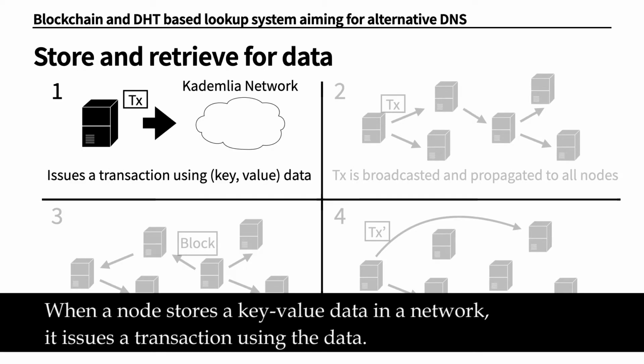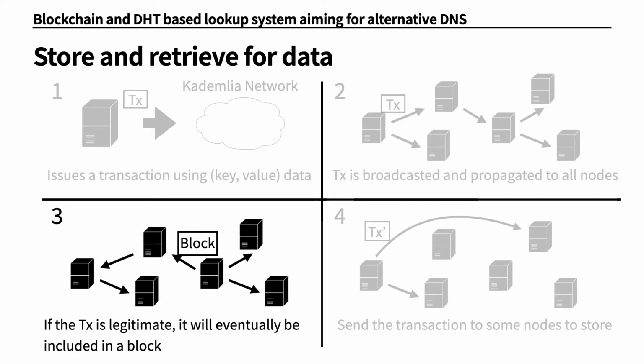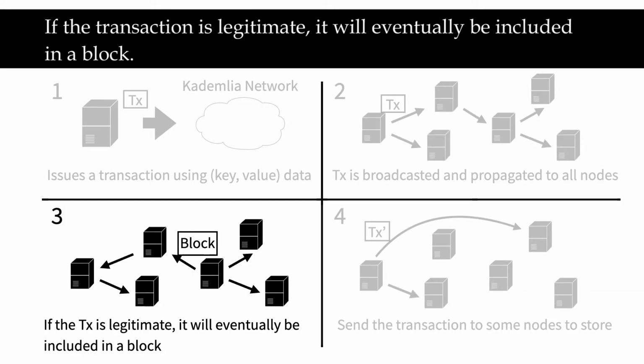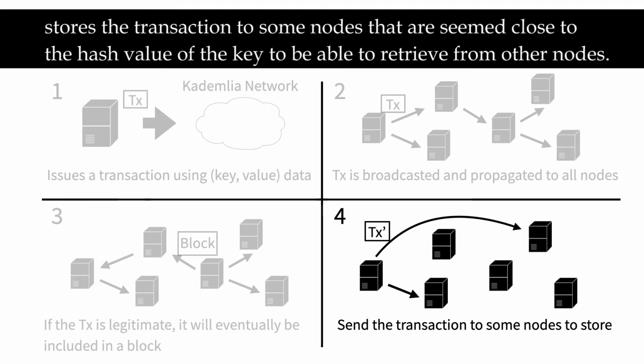When a node stores key-value data in the network, it issues a transaction using that data. The transaction is broadcast to share with all nodes in the network. If the transaction is legitimate, it will eventually be included in a block. And the owner node, which confirms that the transaction is included in the block, stores the transaction on some nodes that seem close to the hash value of the key, so that it can be retrieved from other nodes.